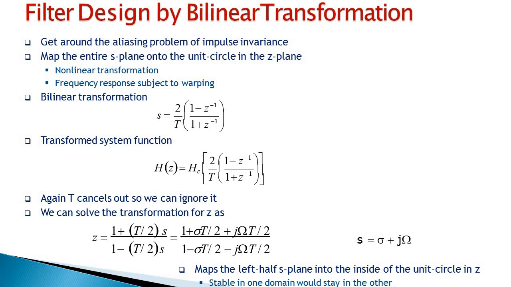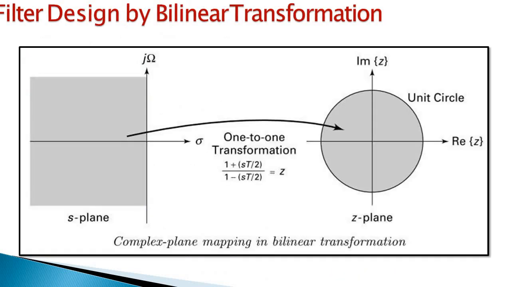Again T cancels out, so we can ignore it, and by solving we can get the transformation for Z. So Z is equal to (1 plus T by 2 S) upon (1 minus T by 2 S). It maps the left half of the S plane inside the unit circle in the Z plane. So a stable system will give you a stable system in the Z domain. See the transformation. BLT gives a one-to-one mapping, so no aliasing will occur. The LHS will be mapped inside the unit circle.